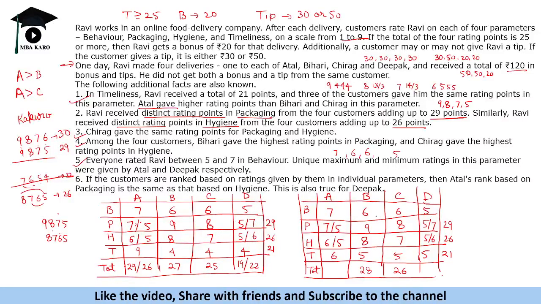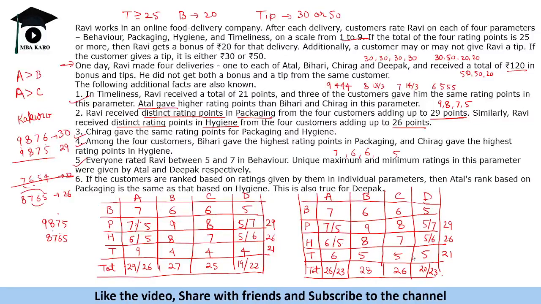Okay, so 7, 7, 6, 6. 7, 7 is 14. 14 plus 12 is 26. 17 plus 6 is 23. And if we take this, 15 plus 5, 20. And this is 12, 18 plus 5, 23. So then we get these values as the rating points given to us.